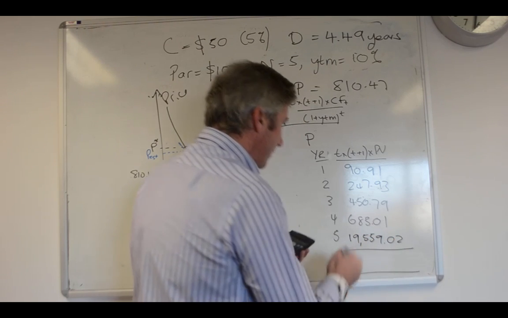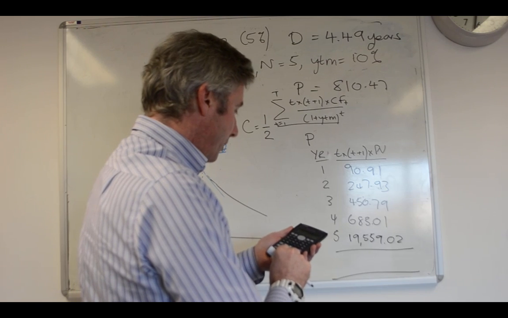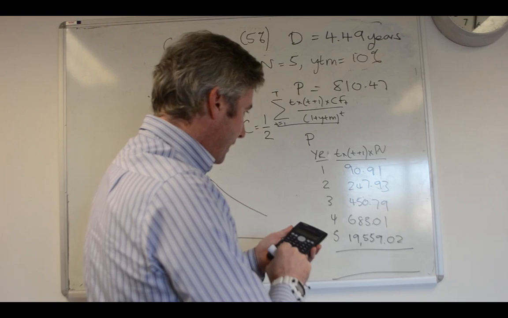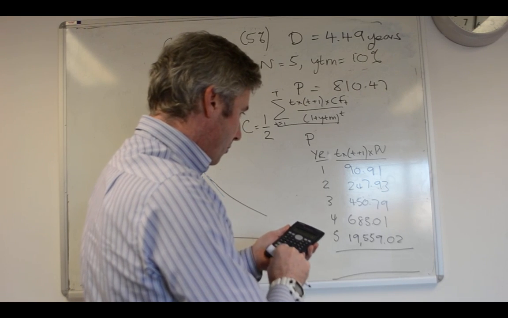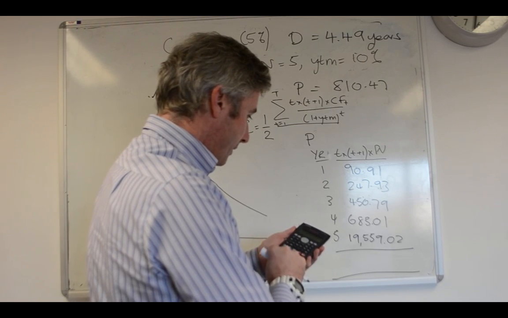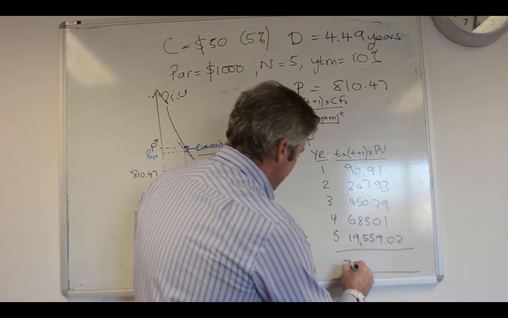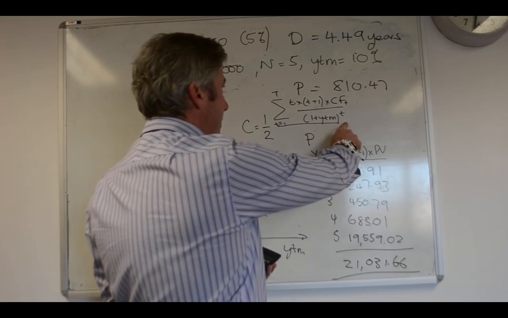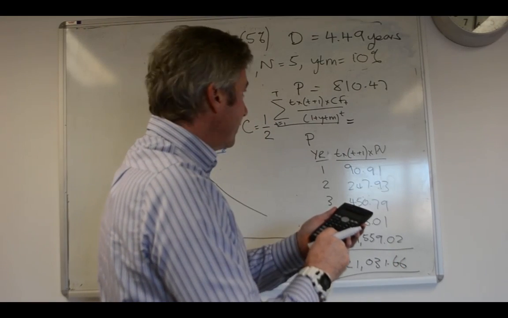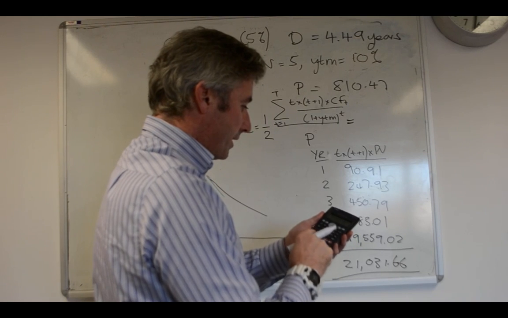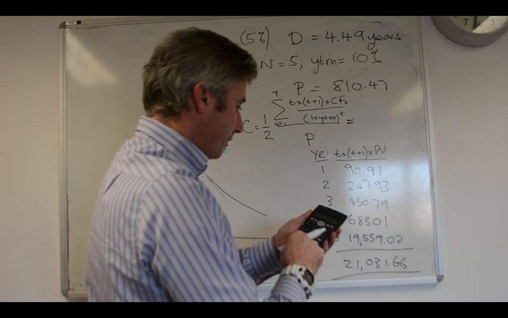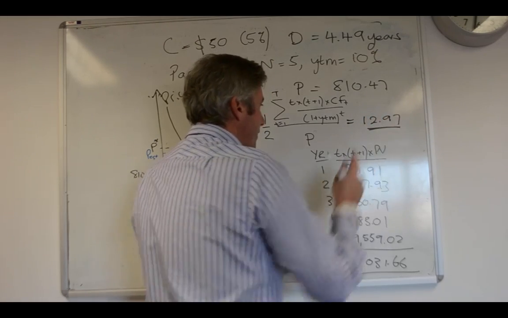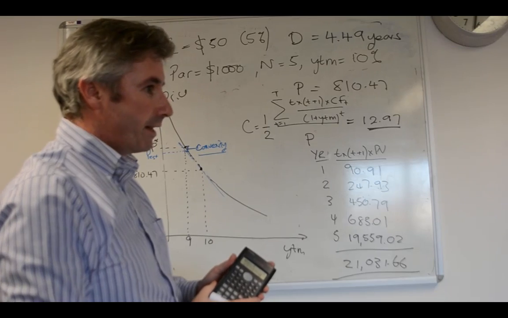19,559.02. Let me just add all of those together. 90.91 plus 247.93 plus 450.79 plus 683.01 plus 19,559.02 gives us 21,031.66. So of course I divide by P, 810.47, and times by 1/2, that gives me an answer of 12.97. So an answer for the convexity of 12.97.